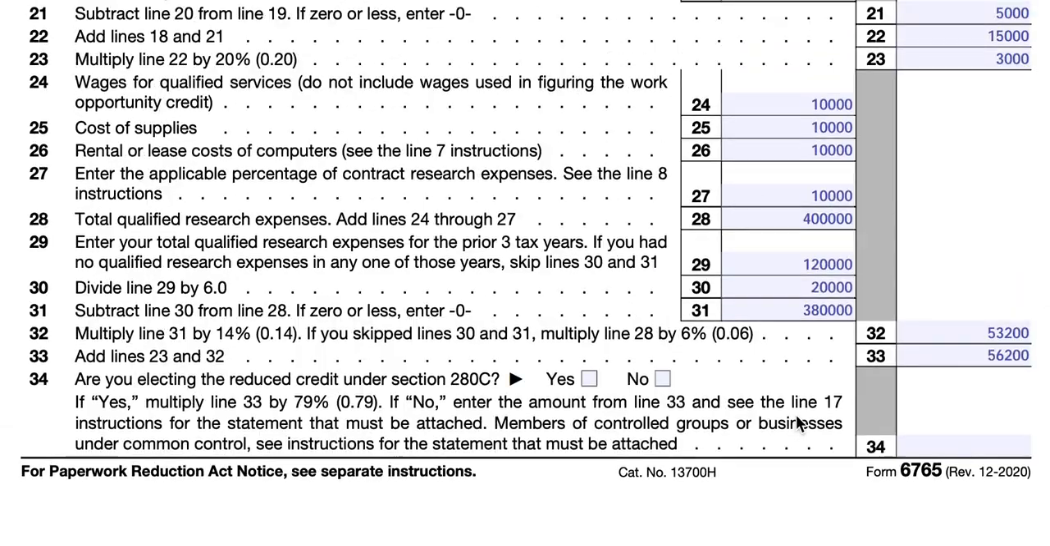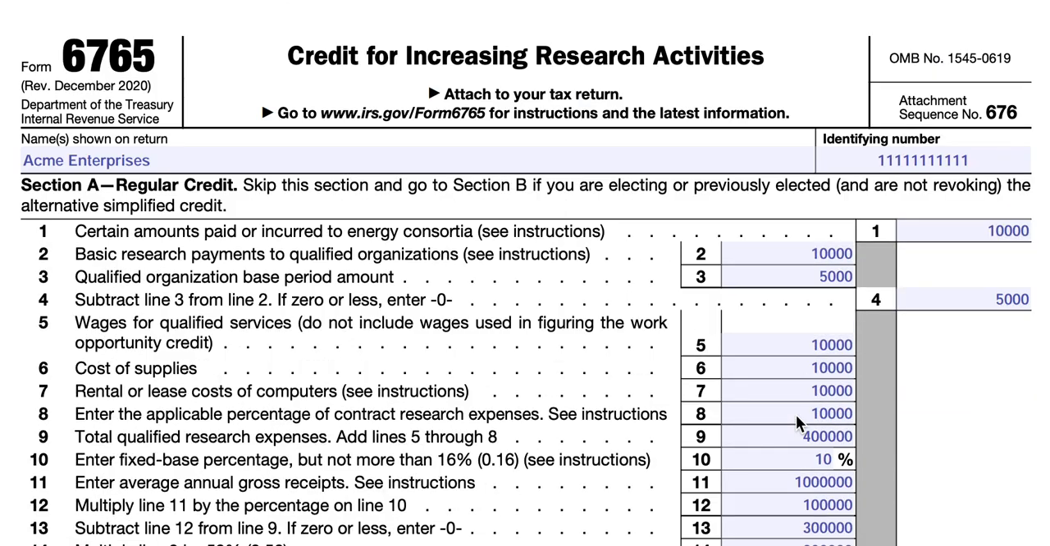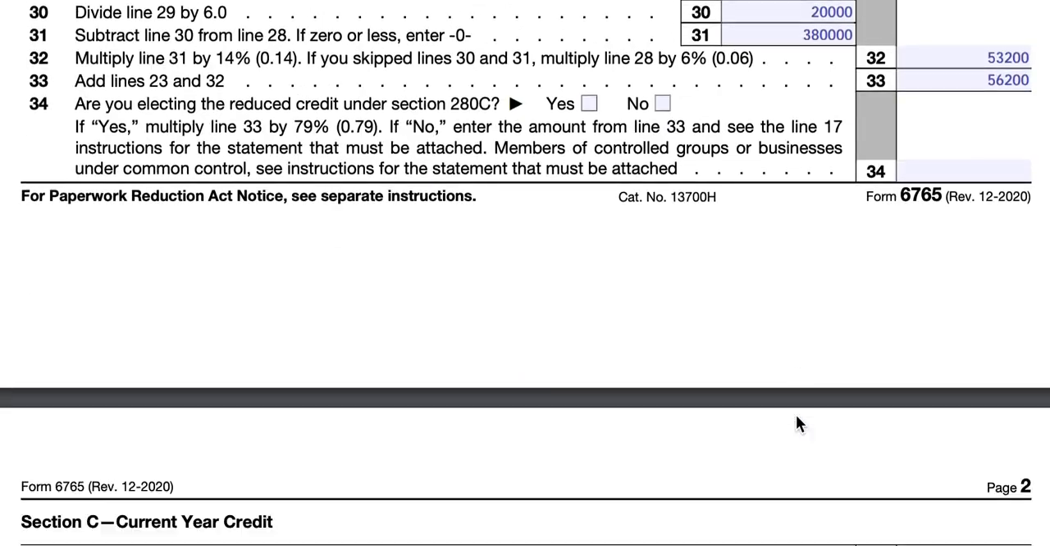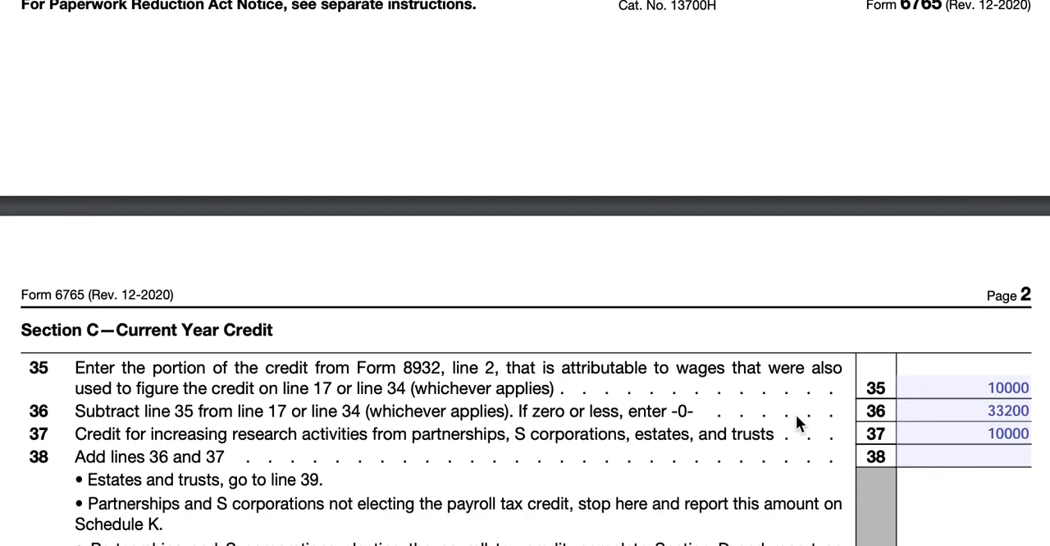So if you completed Section A or Section B up here, then you would need to keep going through. However, if you didn't calculate a separate credit and the only reason you're putting anything on this form is to report this pass-through on your K1, then you don't need to complete Form 6765. You can simply take this number from your K1 and put it in an IRS Form 3800, report it as a general business credit.